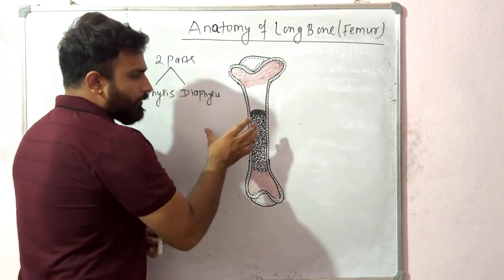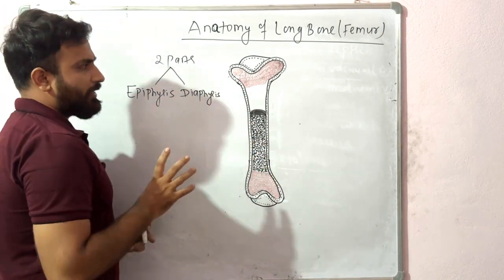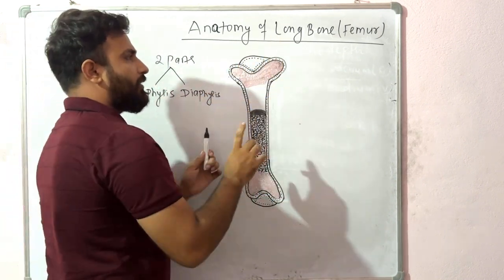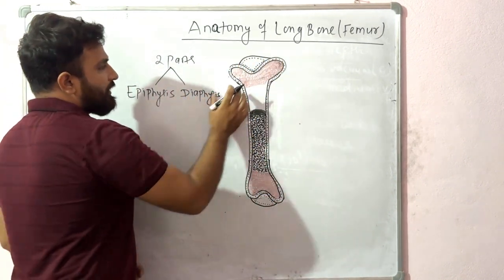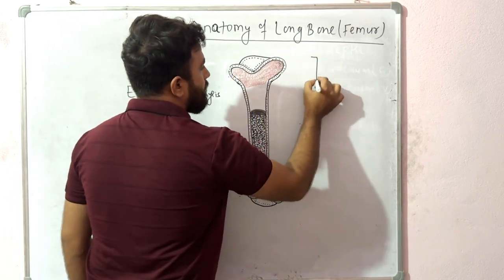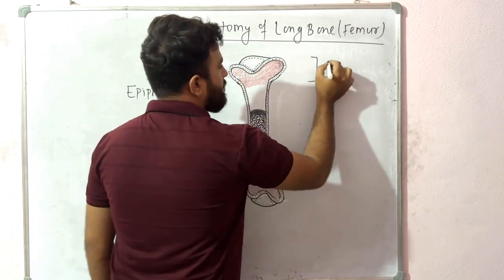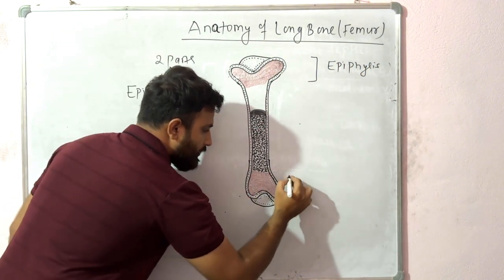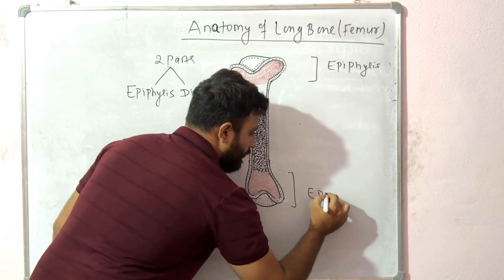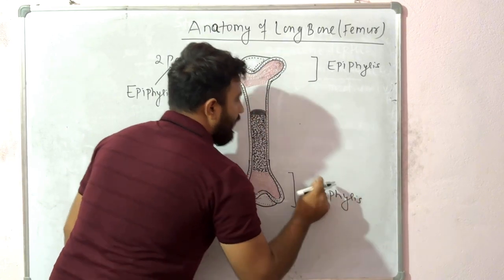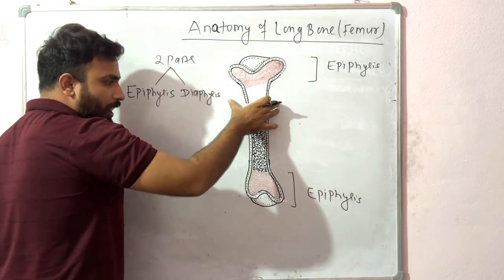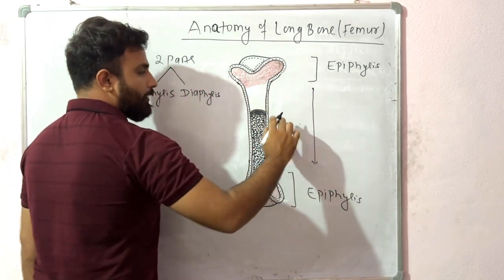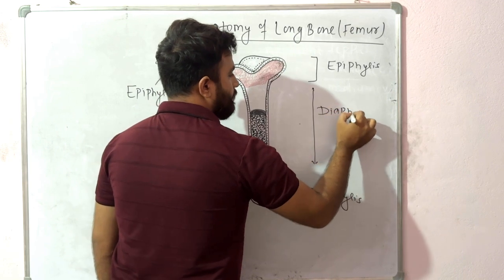If you see the diagram of the bone clearly, you can see that the end portion of this bone is expanded, is broadened. This broadened area is known as epiphysis. In this lower end also there is a broadened area which is also called epiphysis. Below the epiphysis there is a hard compact bone which is called diaphysis. This area is called diaphysis.